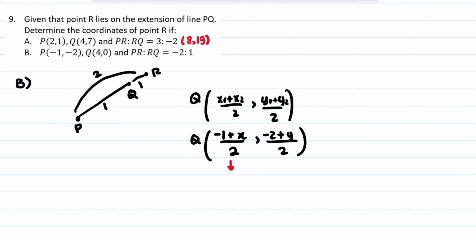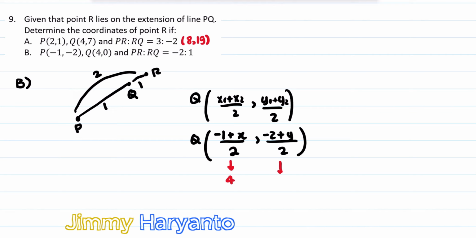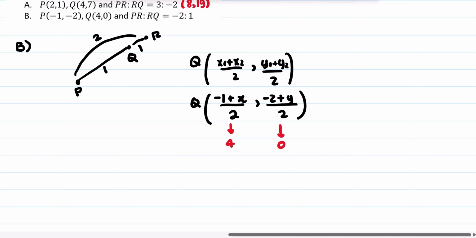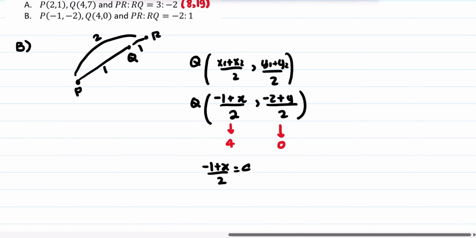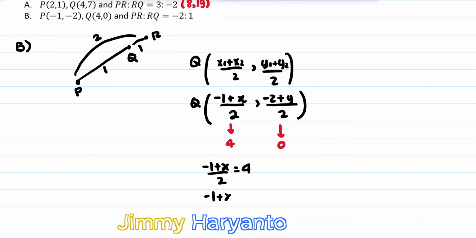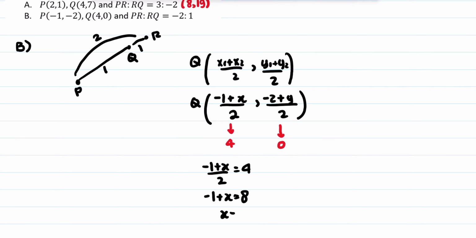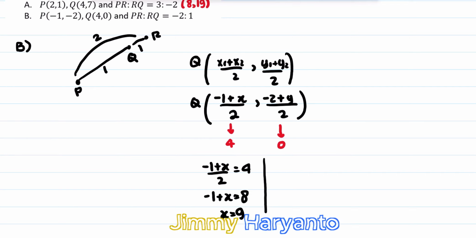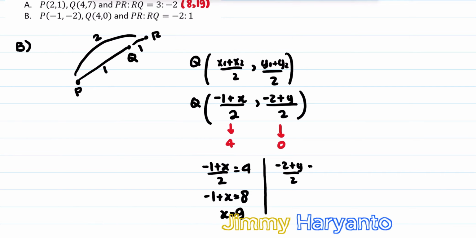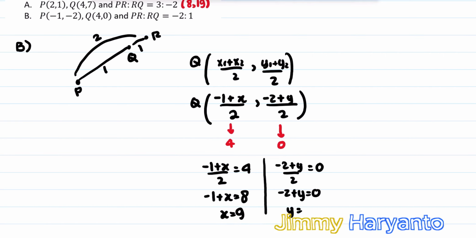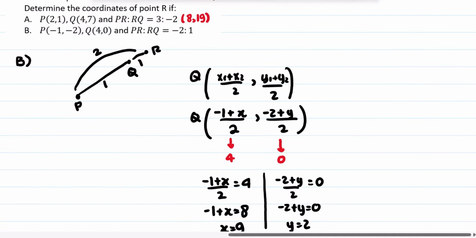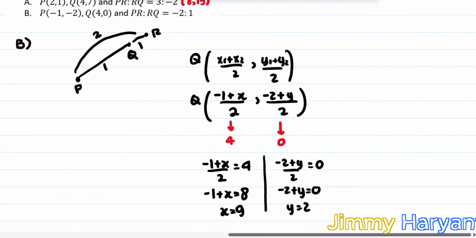And because the point of Q is already given, which is 4 and 0, we can tell that -1 plus x over 2 equals 4. That means -1 plus x equals 8, so x equals 9. And then this one is -2 plus y over 2 equals 0. -2 plus y equals 0, so y equals 2. So the coordinates of R for this question is 9, 2.